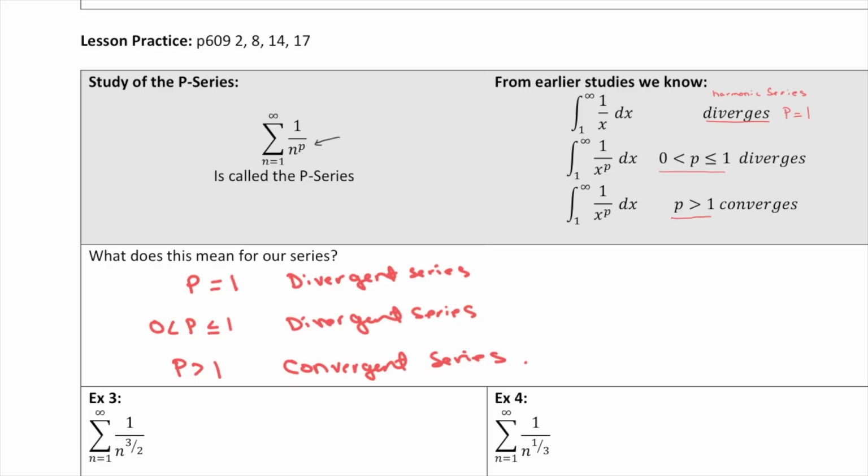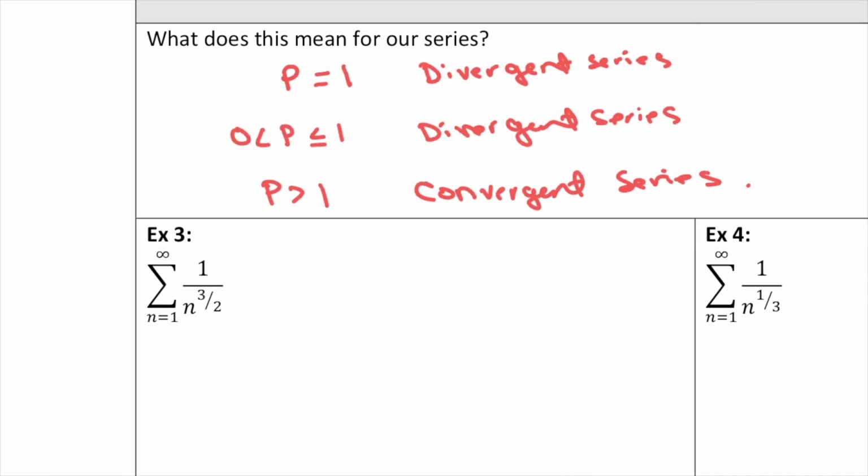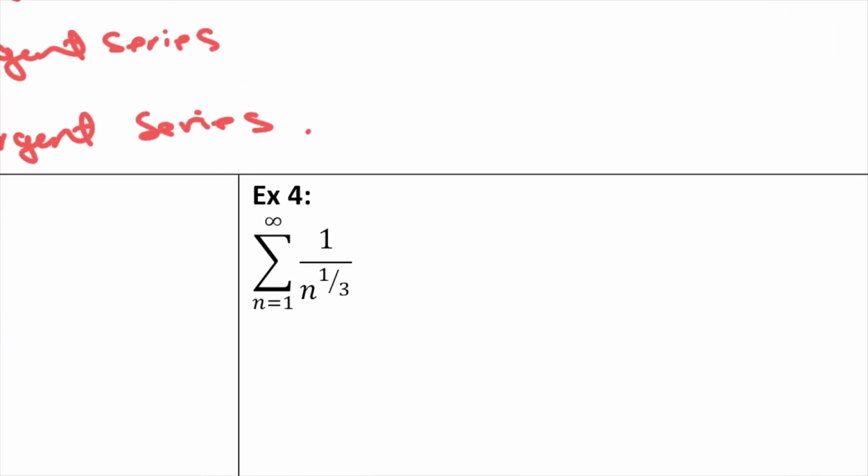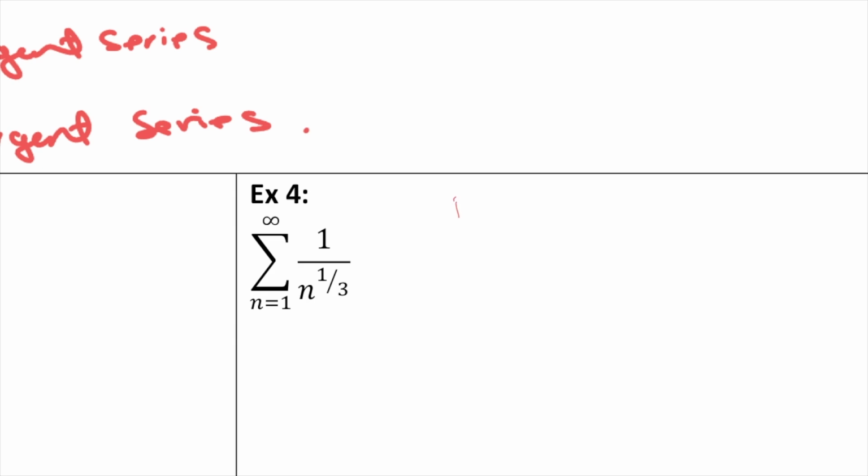So if we look at example 1, notice that the p-value in this problem is going to be equal to 3 over 2. 3 over 2 is greater than 1. So does this converge or diverge? Since the p is greater than 1, it is a convergent series. There are other tests that you could use, but we need to start recognizing whether they're converging or diverging with less work. Notice that this p-value is less than 1, and that tells us that we have a divergent series.